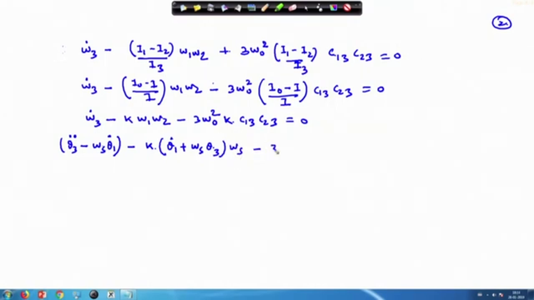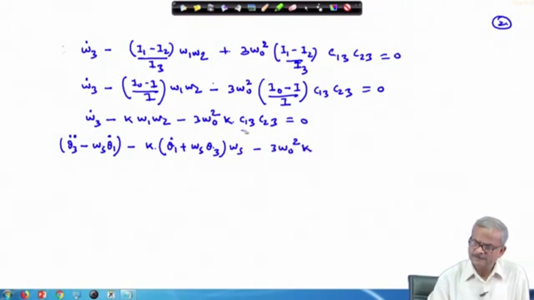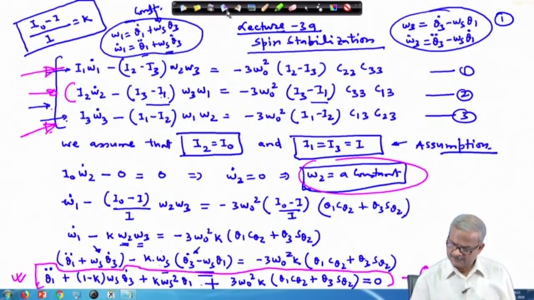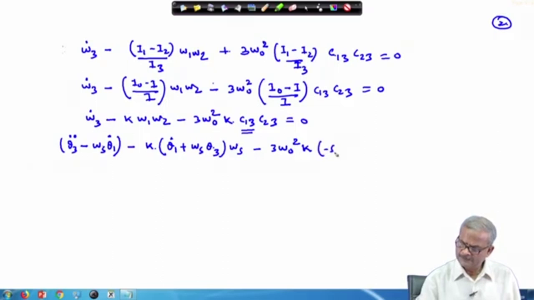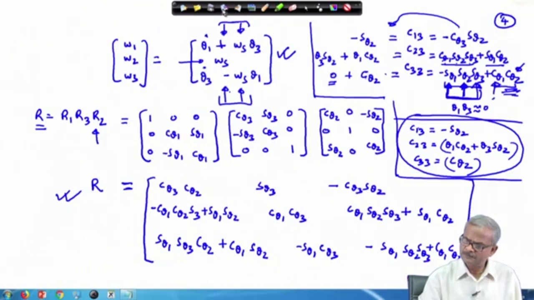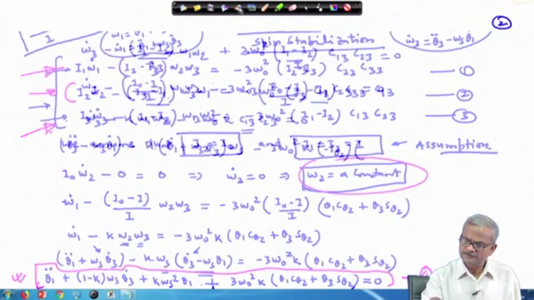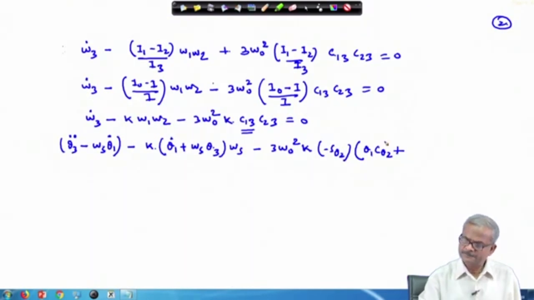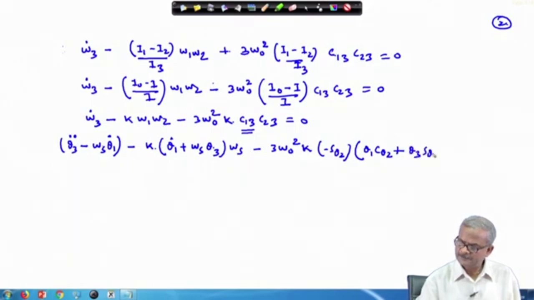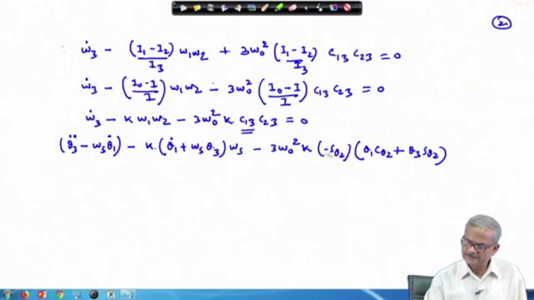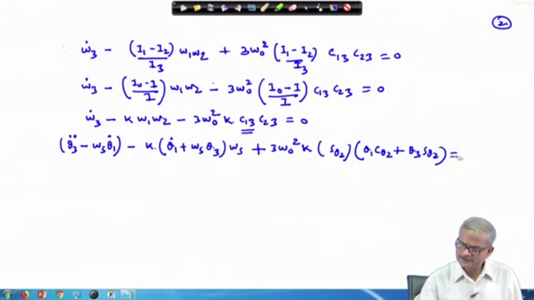So, we write it like this: minus 3 omega 0 square k C 1 3. Now C 1 3 is minus s theta 2. So, this is minus s theta 2, and C 2 3 again we have to pick up. So, C 2 3 is here theta 1 C theta 2 plus theta 3 s theta 2. So, this minus minus sign will make it plus. So, I will remove this sign from here and I will put a plus sign here in this place, and this quantity will be equal to 0.